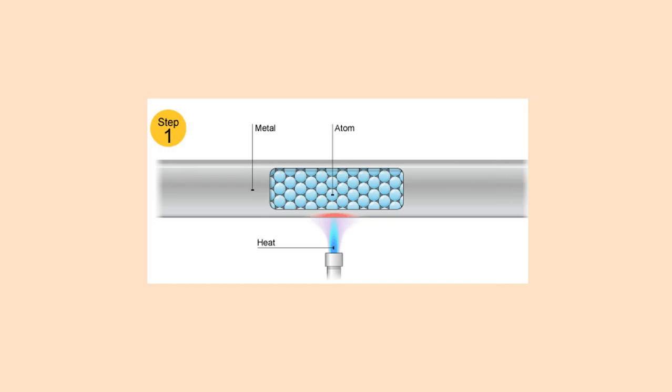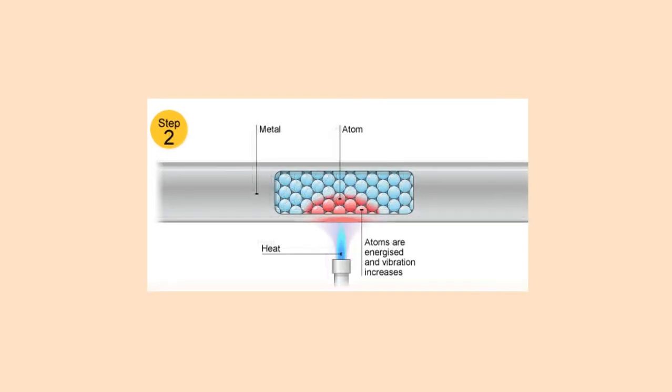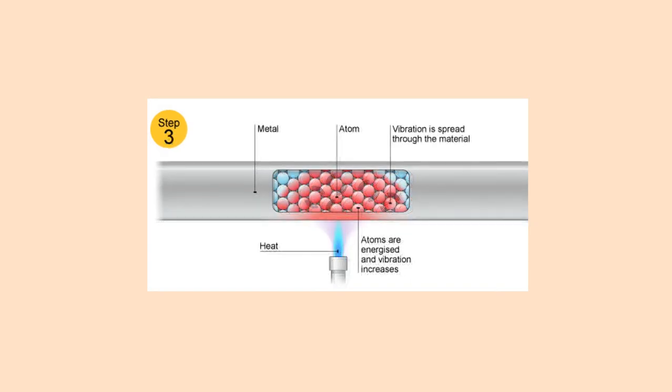So here is another example. We've got our metal rod and we're heating it with a Bunsen burner. To begin with, our atoms are cooled, and that is depicted by this blue colour. Slowly, the atoms nearest the heat source, or the Bunsen burner, gain more energy and begin to vibrate faster. This vibration spreads through the material as the particles collide with one another.